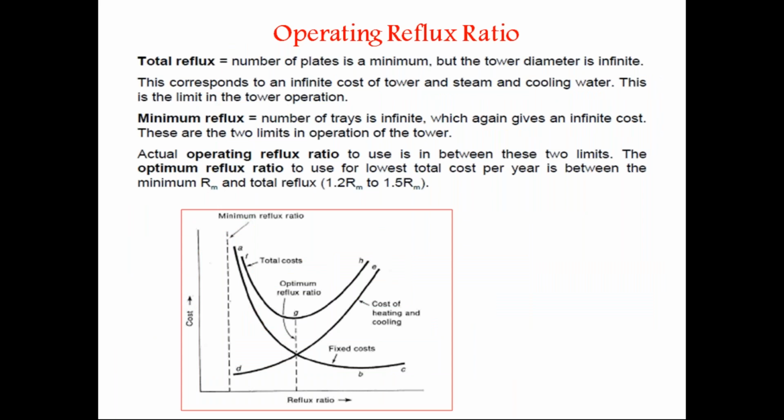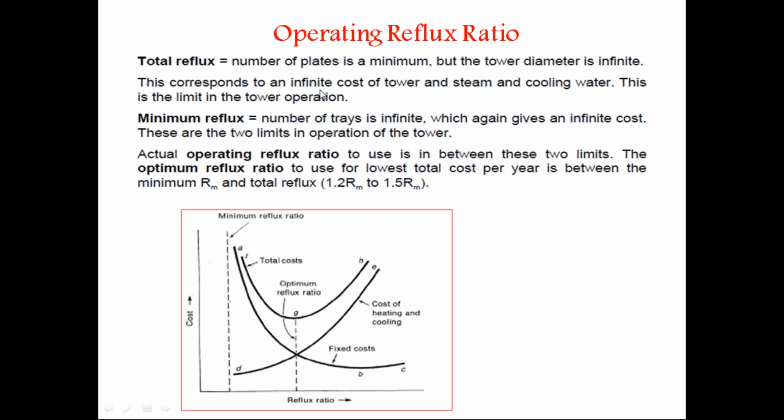So now you have the total reflux condition and the minimum reflux condition. So what is the total reflux condition? At the total reflux condition, the number of plates is a minimum, but the tower diameter is infinite. So you will get the number of plates minimum, but the tower diameter will become infinite.